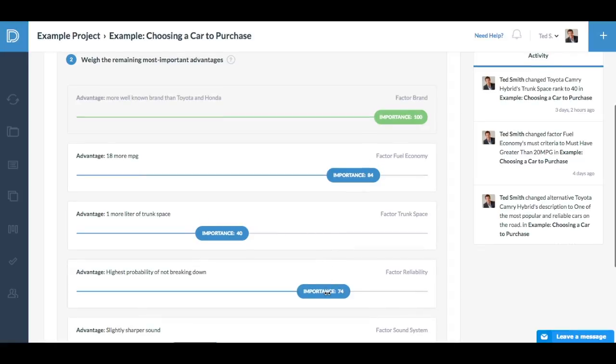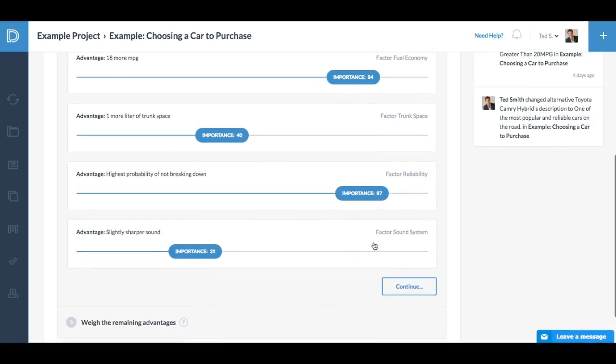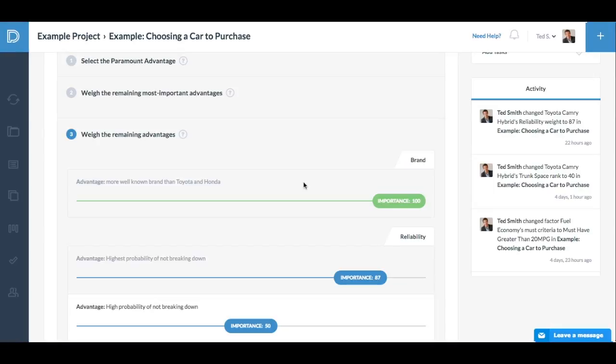If the most important advantage in 2 different factors are exactly the same, you will get a message asking you whether they should be given the same score. Please confirm if that is the case. Click Continue to move to the third part.